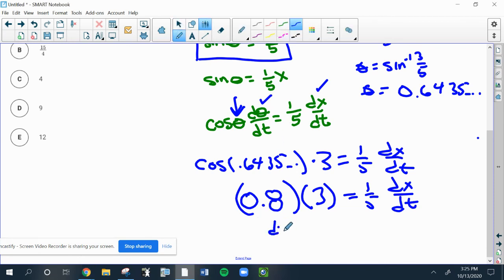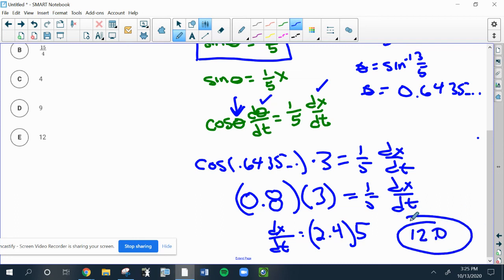So dx dt would equal 2.4 times 5. And that would be 5 times 4 is 20. 5 times 2 is 10. And 10 plus 2 is 12. That's it. So that one looks like it's pretty challenging, but isn't all trig pretty challenging? So if you have questions after watching these, please let me know.